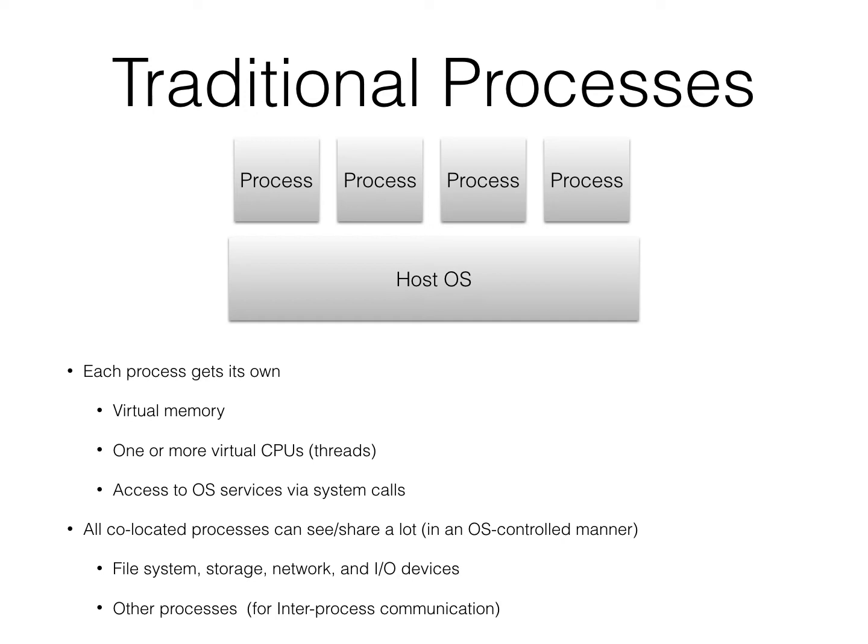More importantly, if any single process gets compromised, then that process in turn compromises the host operating system, and then all the processes within the machine get compromised. They're all vulnerable. So traditional processes don't provide great isolation. There's some isolation, but not a whole lot, right?